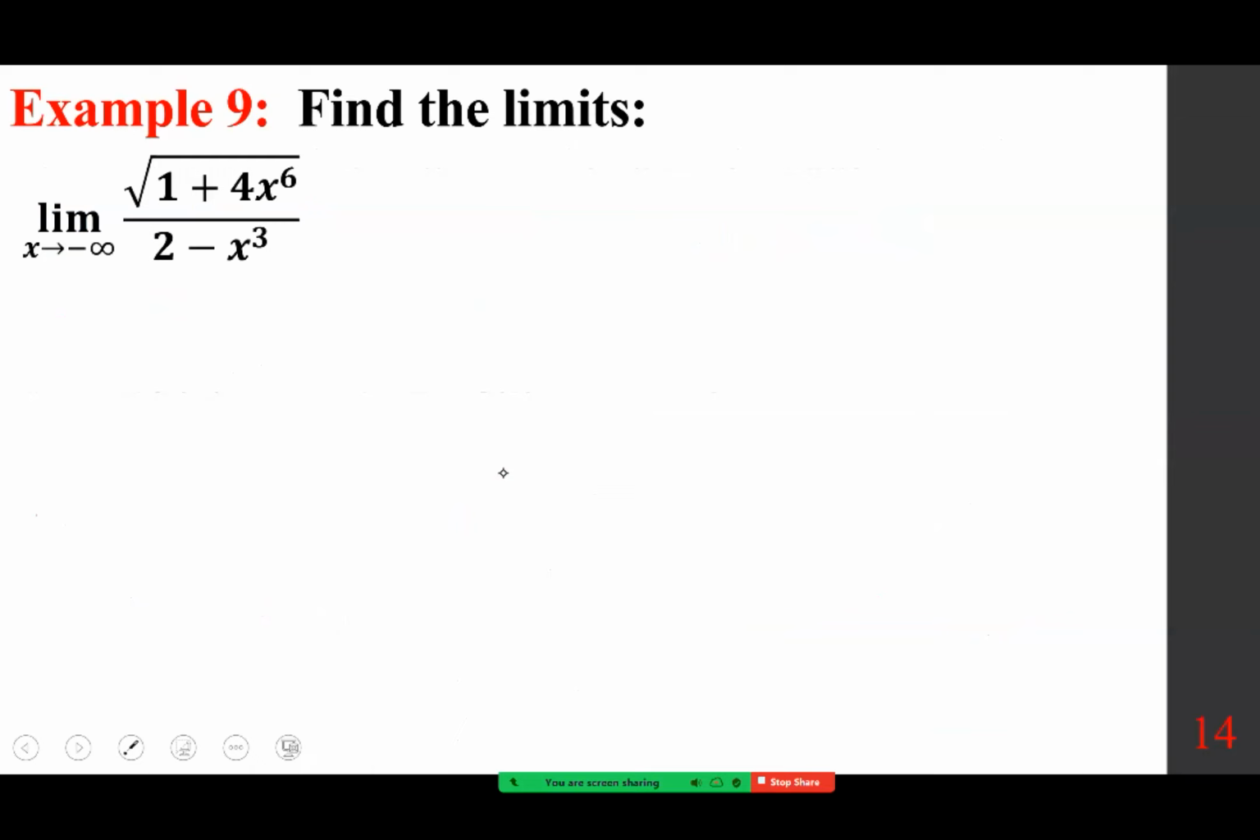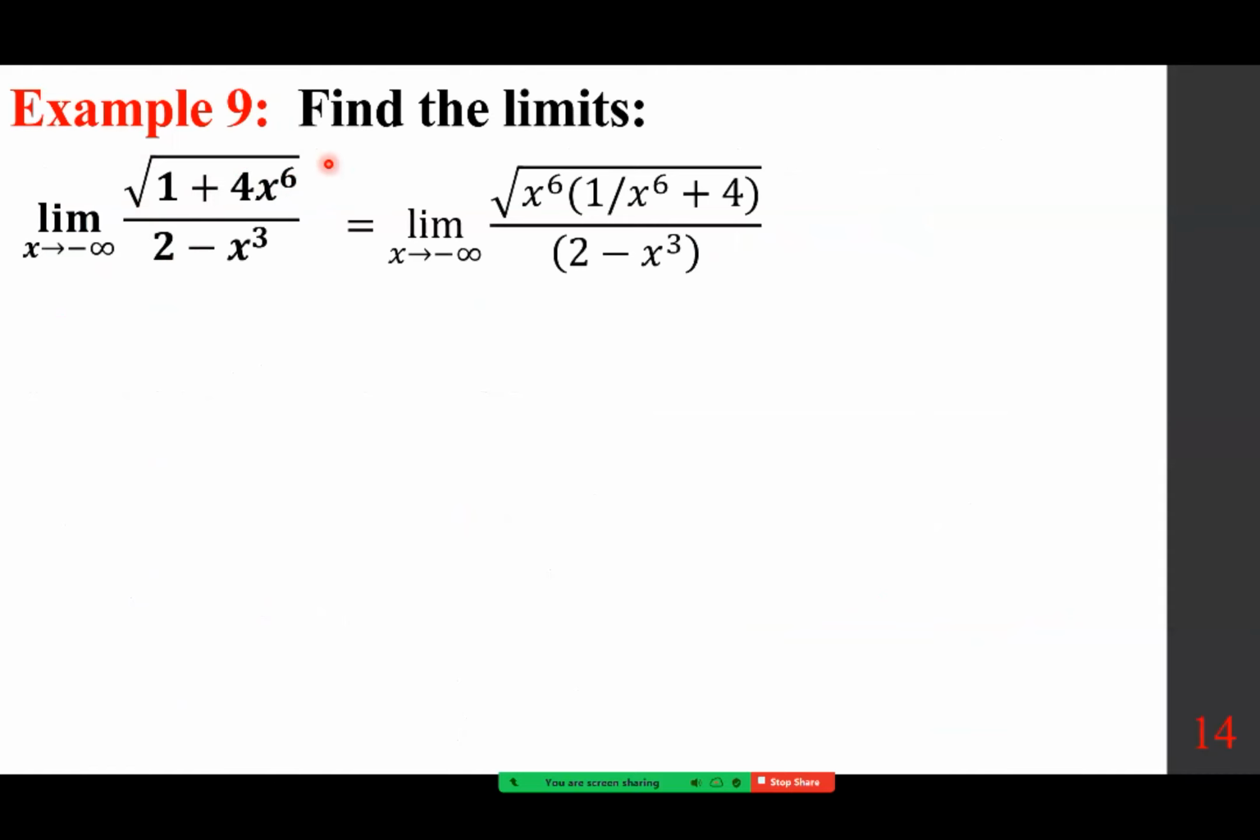Find the limit of square root of 1 plus 4x to the power of 6 over 2 minus x cubed as x approaches negative infinity. Now, you may notice that under the radical sign, we have x to the power of 6, in essence is like almost x cubed. So there are a couple of different ways of approaching it. One would be to do the following.